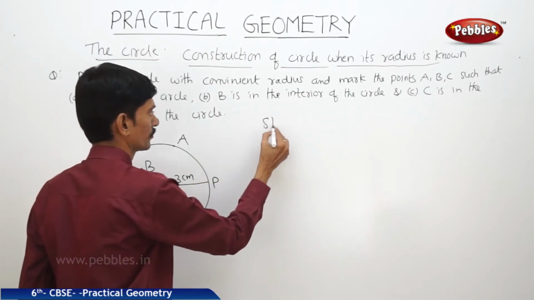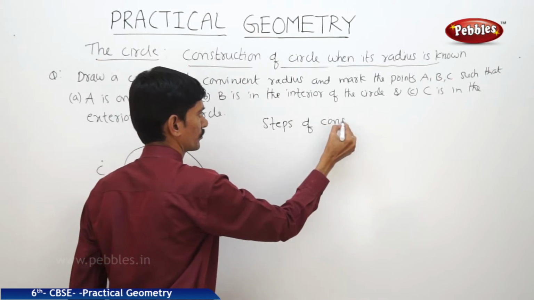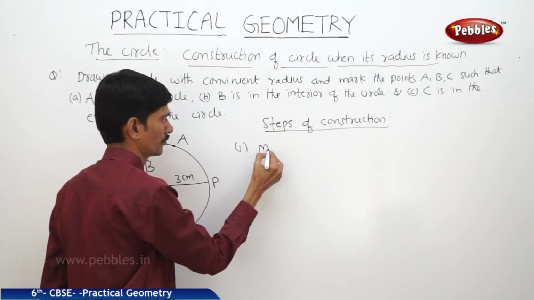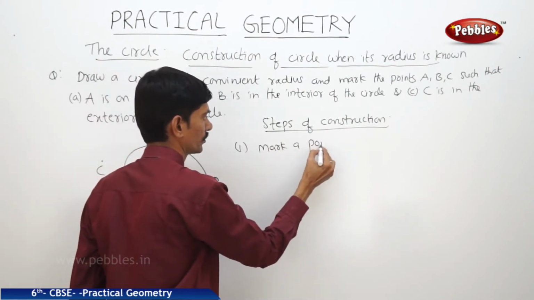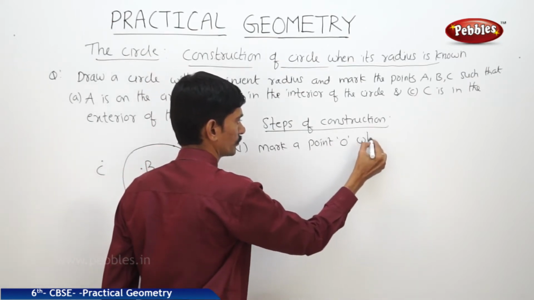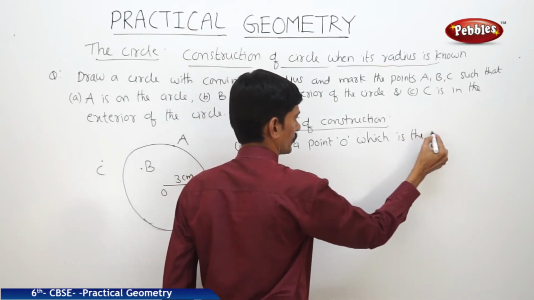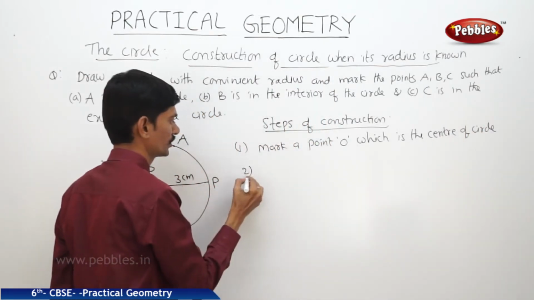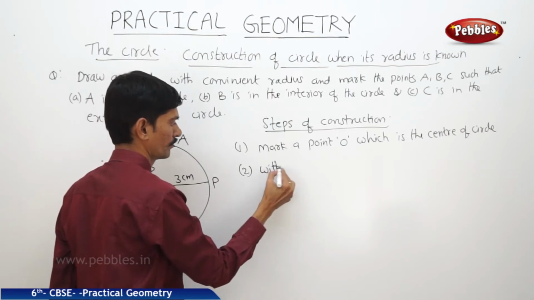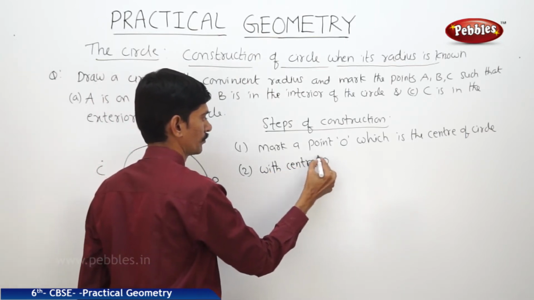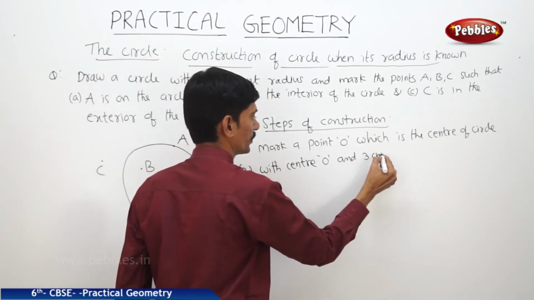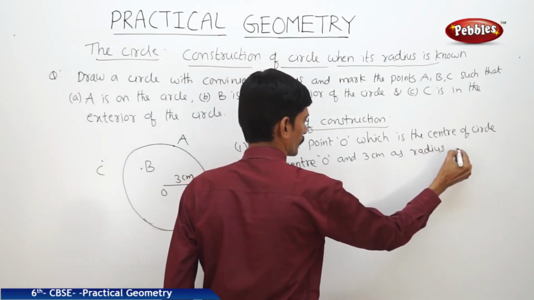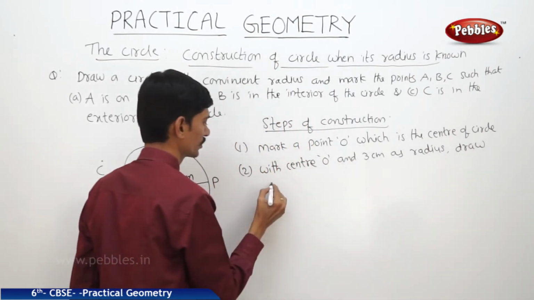So steps of construction. Mark a point O which is the center of the circle. The second point, with center O and 3 centimeters as radius, draw a circle.